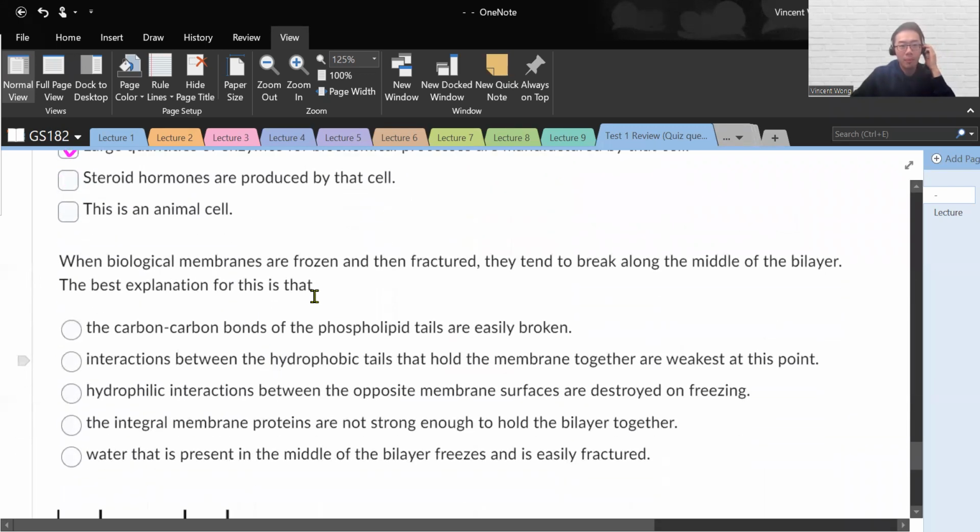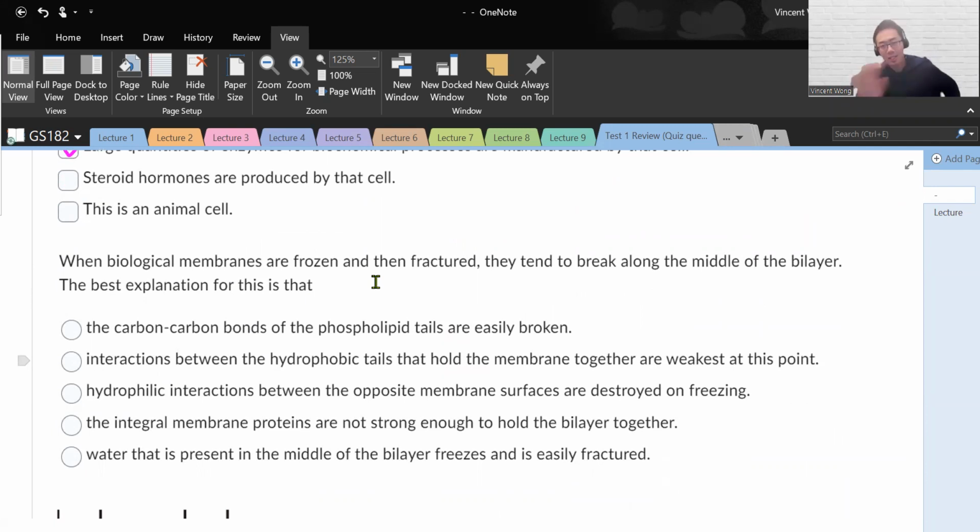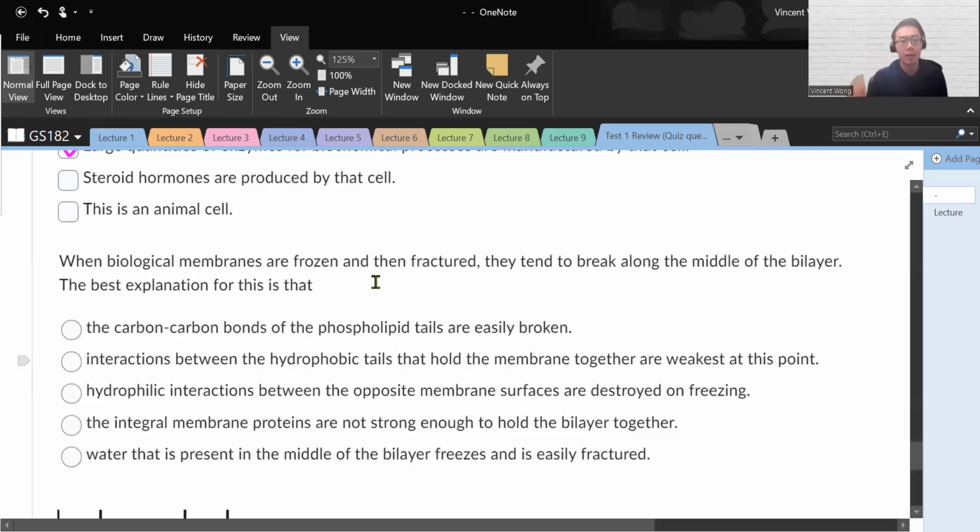When biological membranes are frozen, now this is an application question, right? You guys keep on asking me what an application question looks like. This is not something that you can look up in the notes. It's not something you can just find on the internet. You have to think about it, okay?